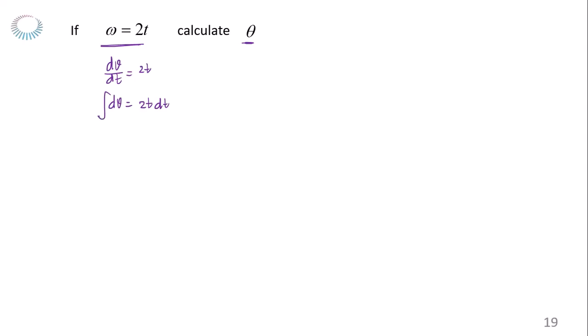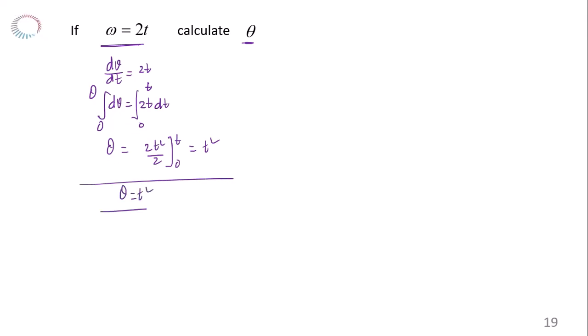Now integrate it. At t equals 0, let us say theta equals 0. At t, let us say theta is theta. The left hand side becomes theta, that should equal t square by 2 between 0 to t. That is t square. So theta equals how much? t square. That is the answer.